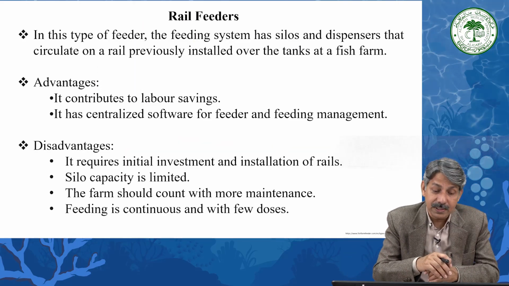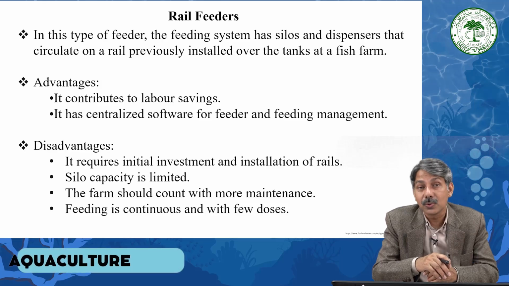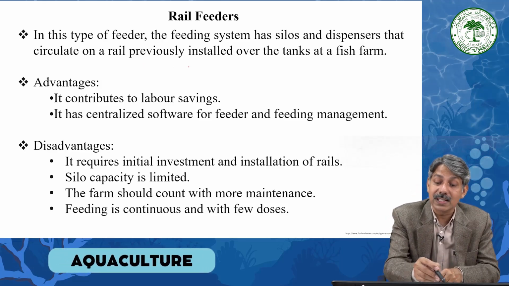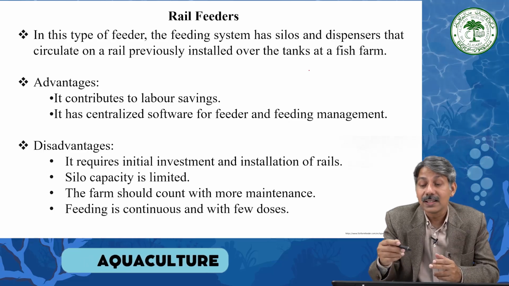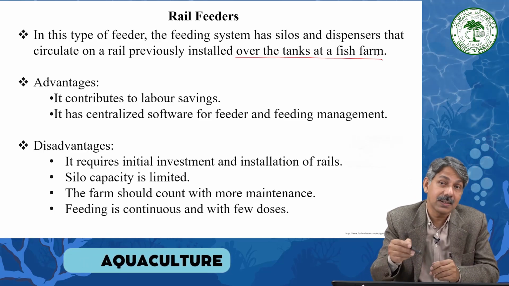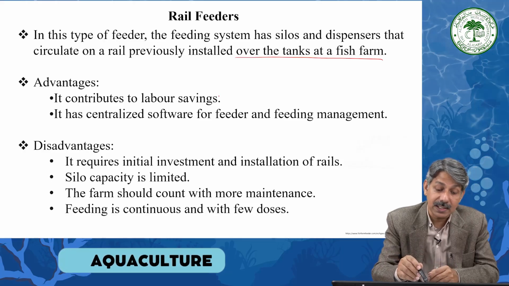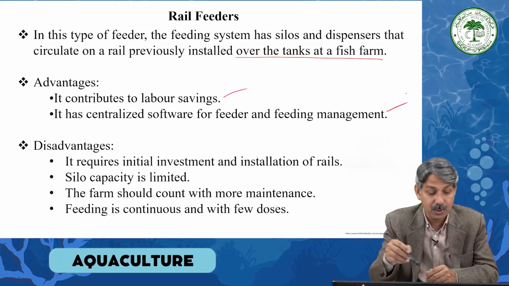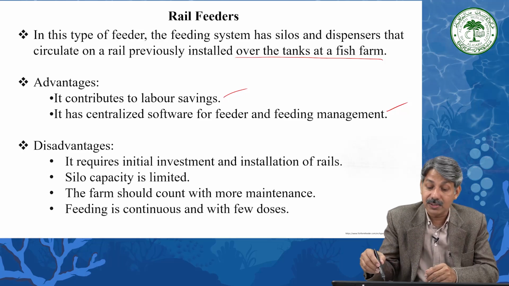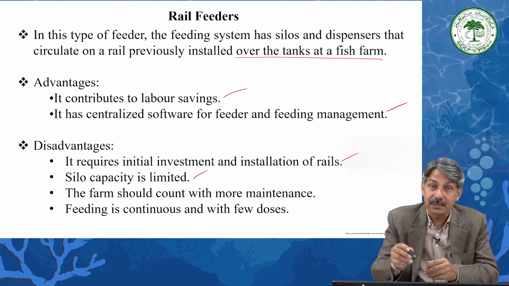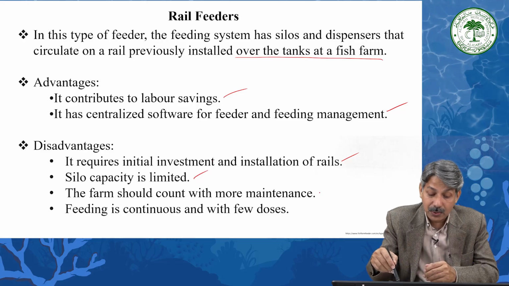Rail feeders. In this type of feeder, the feeding system has silos or dispensers that circulate on a rail previously installed over the tanks at a fish farm. Advantages: it contributes to labor savings. It has centralized software for feeder and feeding management. Disadvantages: it requires initial investment and installation of rails, of course. Silo capacity is limited. The farm should count on more maintenance.